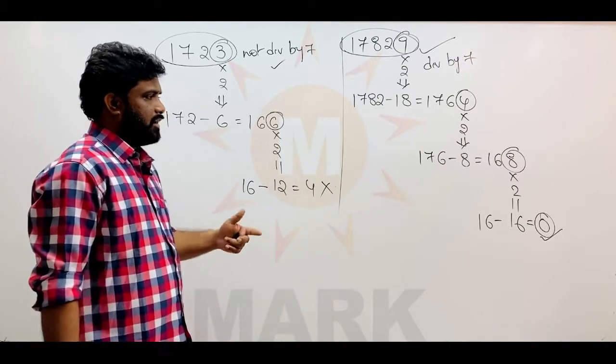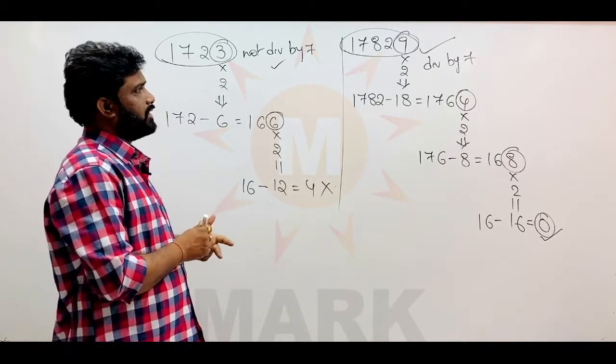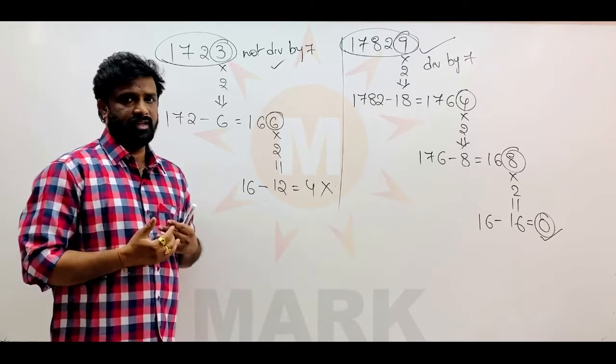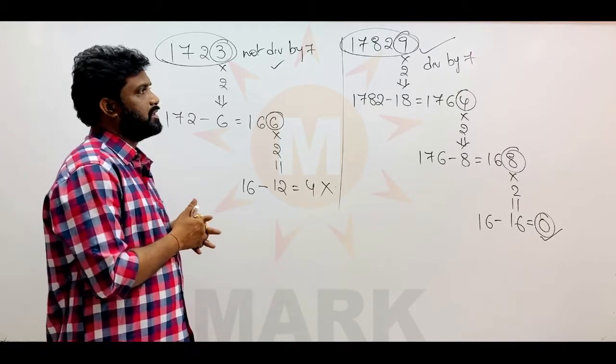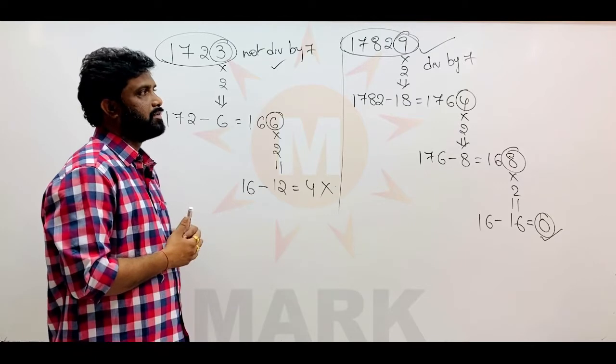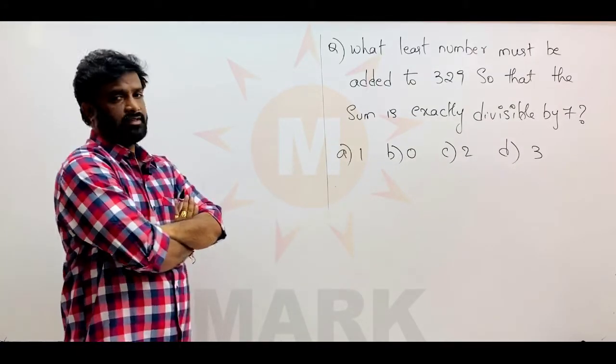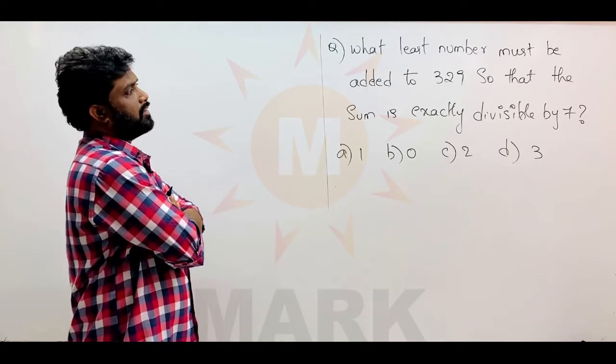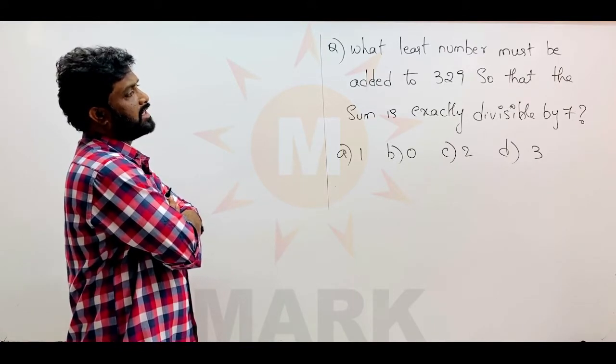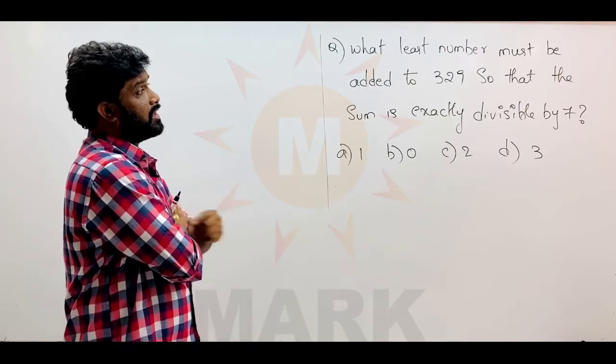Now friends, we will take another example. We will take another question. There is a previous question given in an exam, so we will check that question based on the divisibility rule of 7. Friends, have a look at this previous question which was given in an exam. What least number must be added to 329?